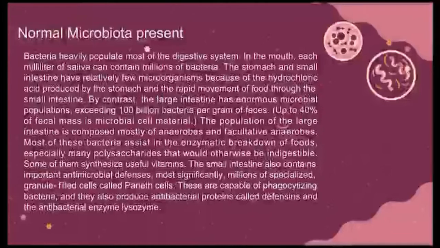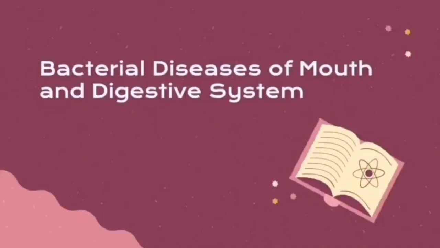The small intestine also contains important antimicrobial defenses. Most significantly, it has millions of specialized granule-filled cells called Paneth cells. These are capable of phagocytizing bacteria, and they also produce antibacterial proteins called defensins. I'm going to report the different bacterial diseases of the mouth and digestive system.